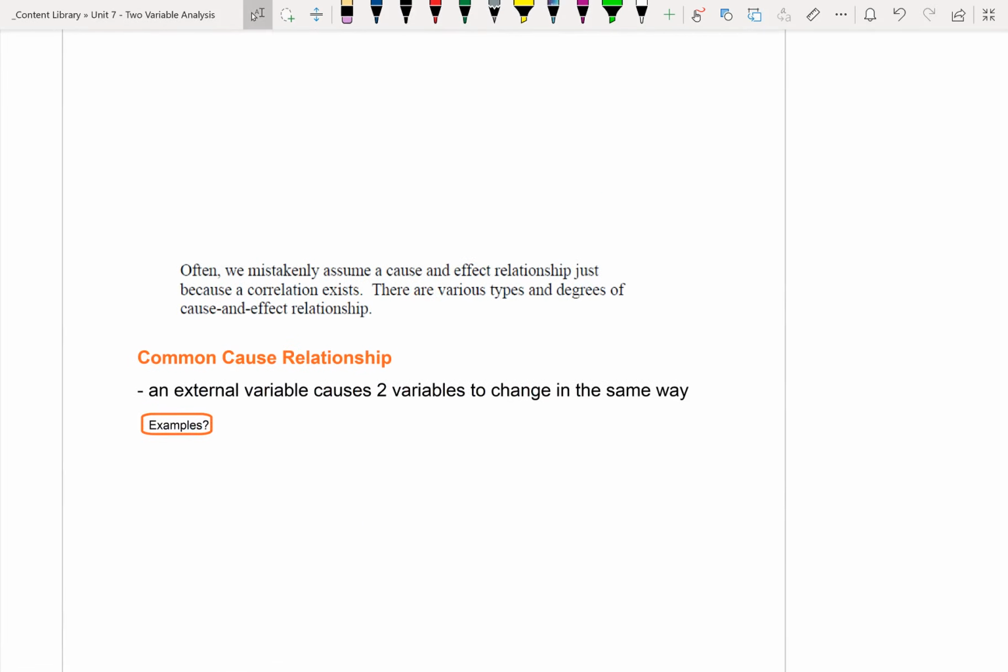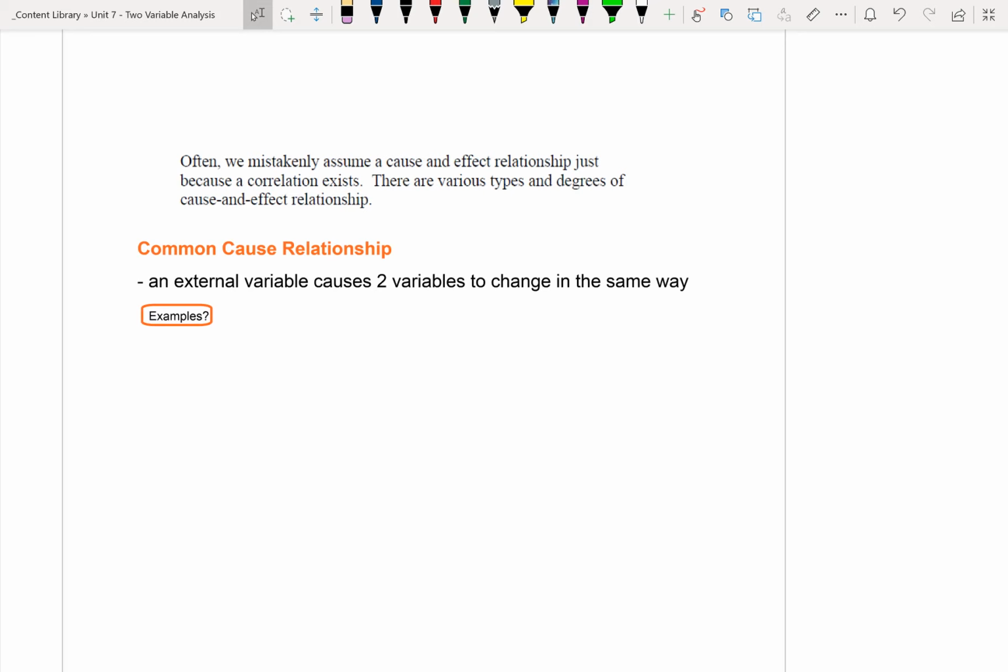Often we mistake or we assume a cause and effect relation just because there's a correlation. So just because we have a strong R and R squared value, we assume there's a cause and effect relationship. However, there are various types and various degrees of a cause and effect relationship.